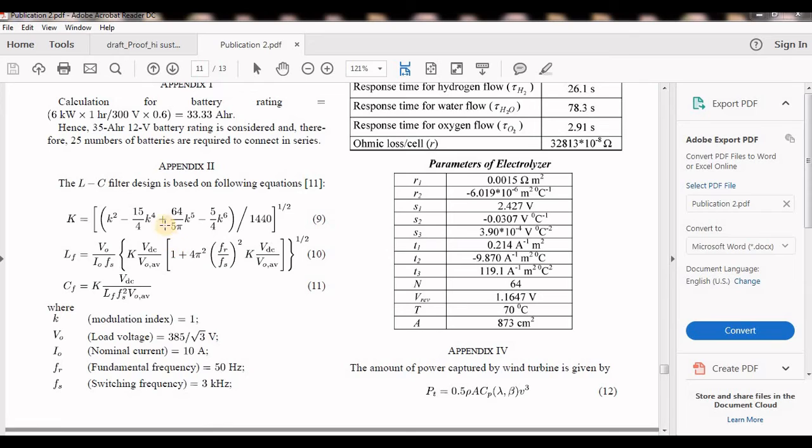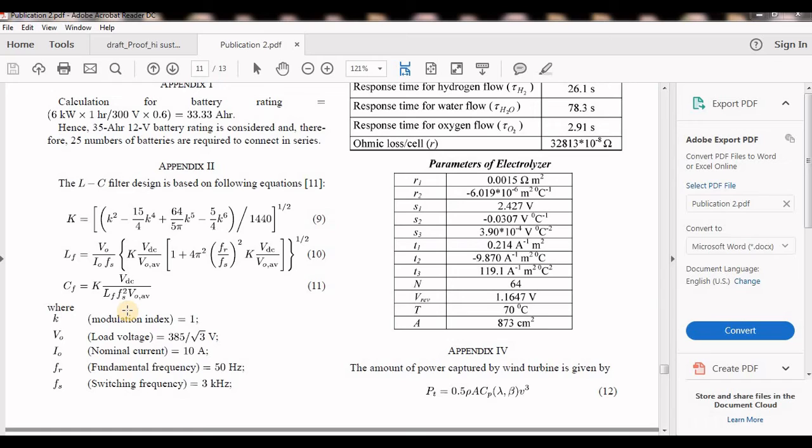See, these are the basic equations. This is for LF and this is for CF. Here K is the modulation index. Usually we take it as 1, but in my case it will be 0.8 or 0.9 or 0.95, because the modulation index will always be less than 1. This is my load voltage, and this is the nominal current, how much current we are taking, I naught, and this is the fundamental frequency, and this is the switching frequency.